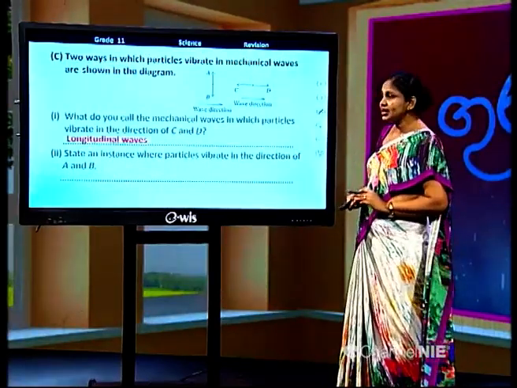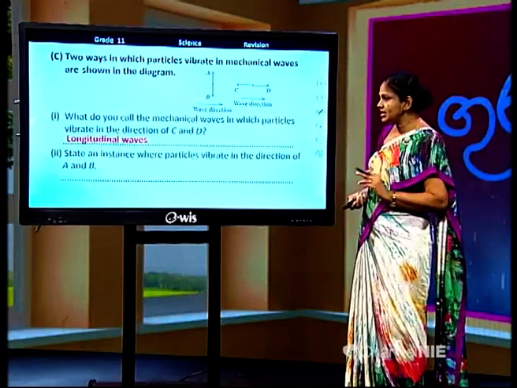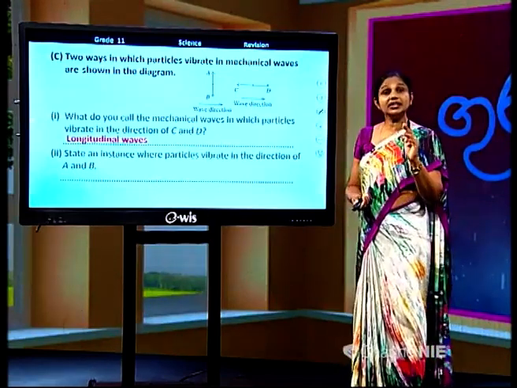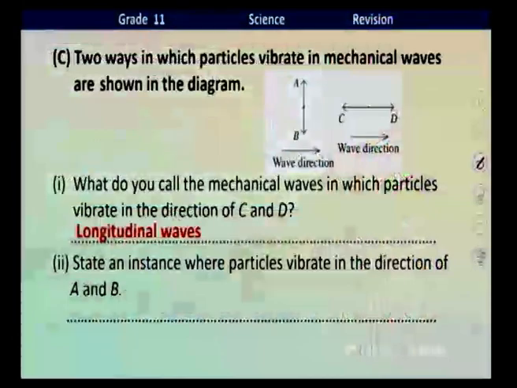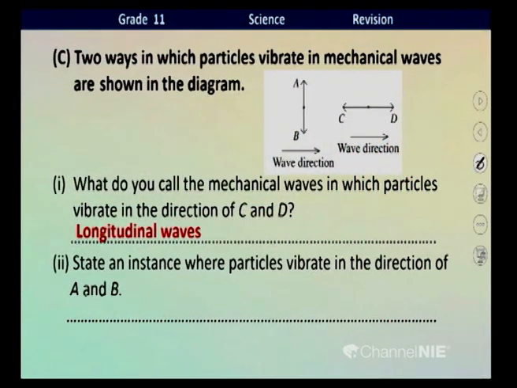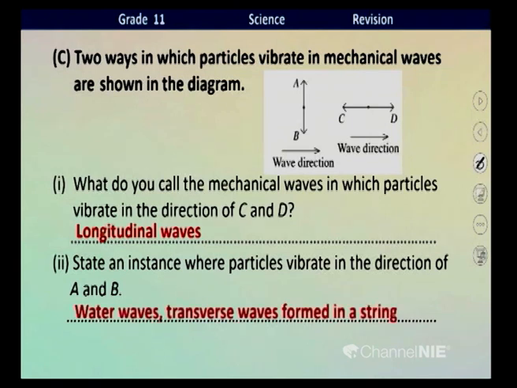Longitudinal waves, right? Then, state an instance where particles vibrate in the direction AB. As I told you, when the particles are vibrated perpendicularly to the direction of the motion of the wave, it's a transverse type wave. Then, as an example for a transverse wave, we can have water waves. So, transverse waves formed in a string. When a stretched string is vibrated, children, this type of waves are generated. It's a type of transverse type of waves.